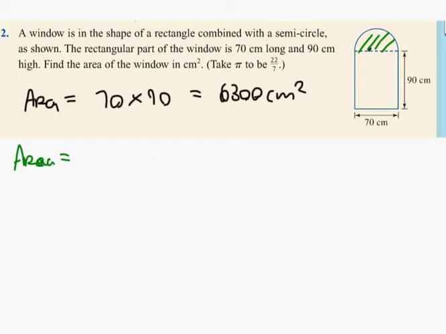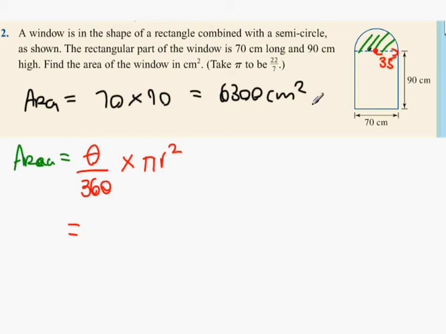First of all, the radius is 35. How do you know the radius is 35? Because you have half of 70. What's the formula for this, guys? There's a formula. Is it area or perimeter we're looking at here? What's the area formula? It's pi r squared, yeah, got it.